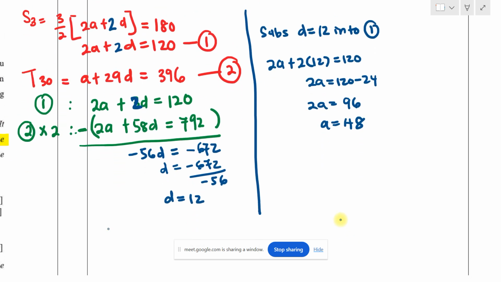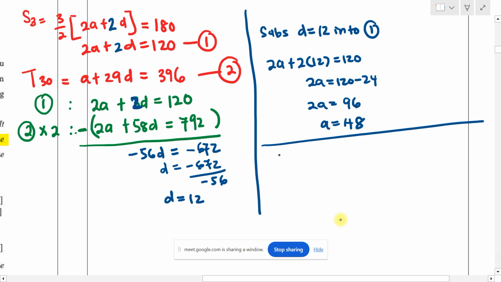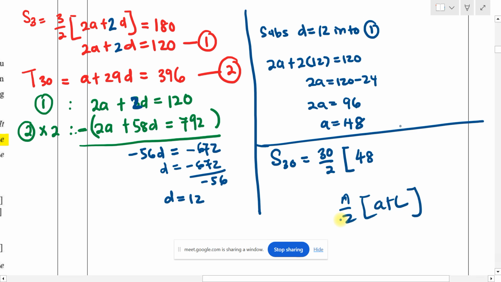Okay, to find the length of wire, S30. S30 is what? 30 over 2. Actually, you know the first term and last term, you can straight away use the formula. You know the formula, right? N over 2, A plus L. The first term is 48. Your last term is 396. Use the formula, it's easier. Why do you want to do something else?